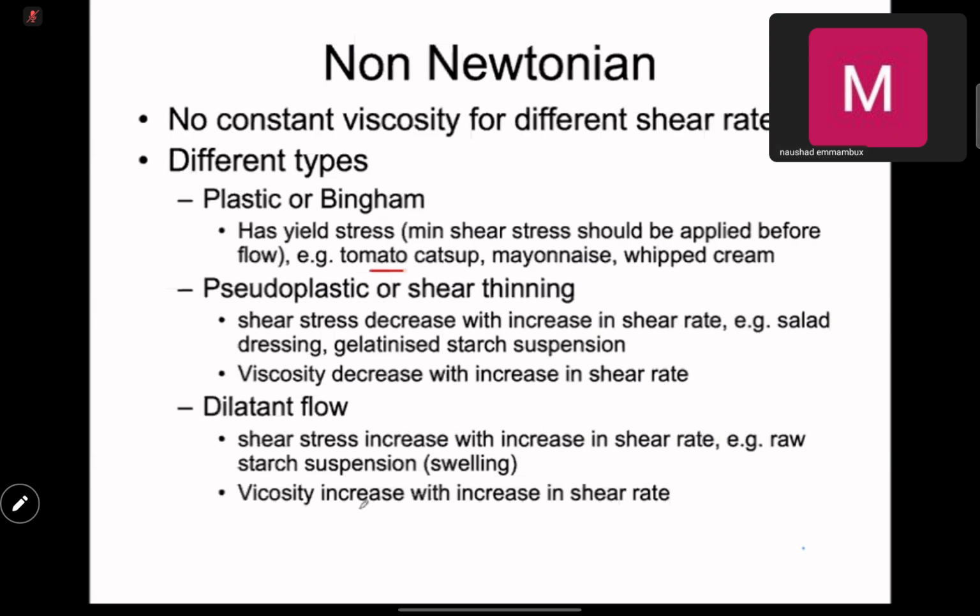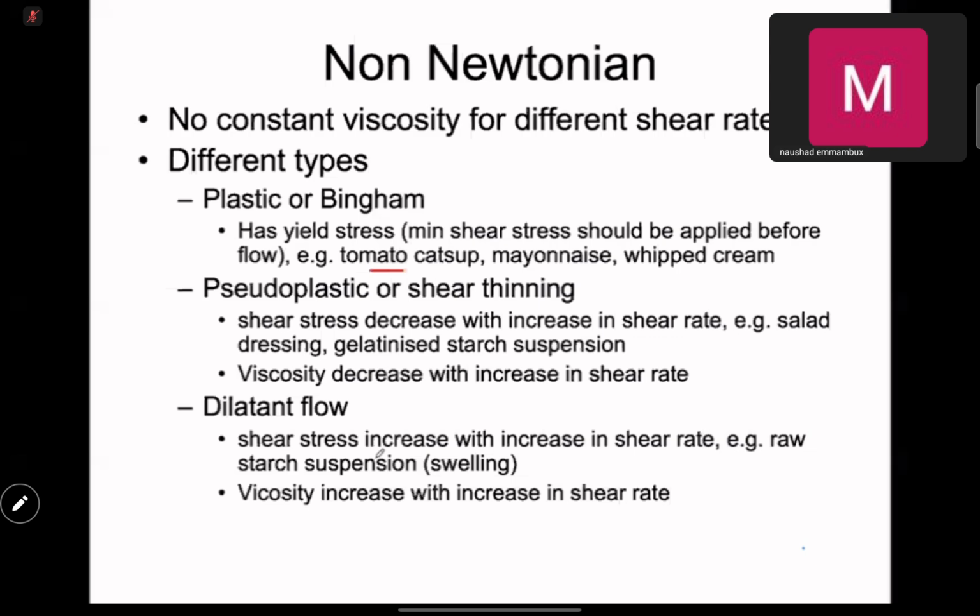Dilatant flow is when shear stress increases with an increase in shear rate. For example, a raw starch suspension. If you start stirring raw starch, it forms more like a dough, and then you need more energy or more force to move it. Same thing when you are cooking starch, the same thing happens.